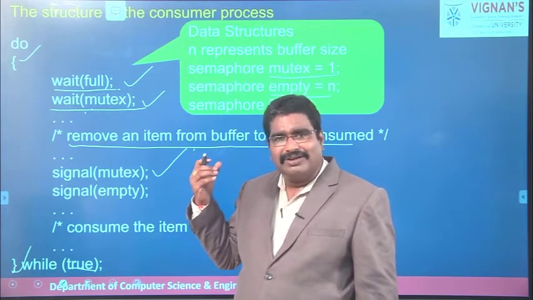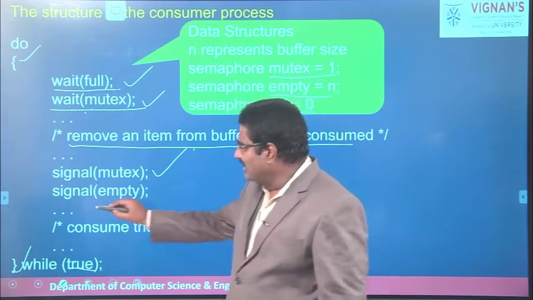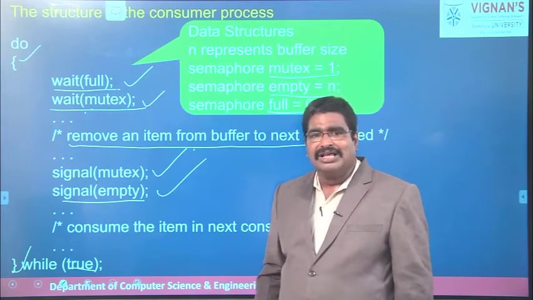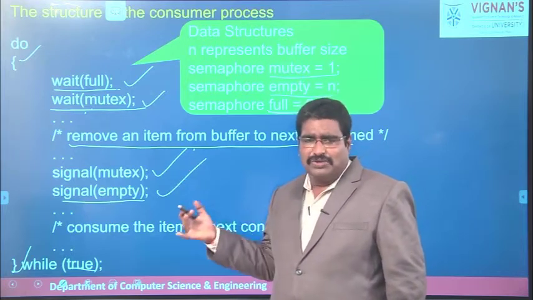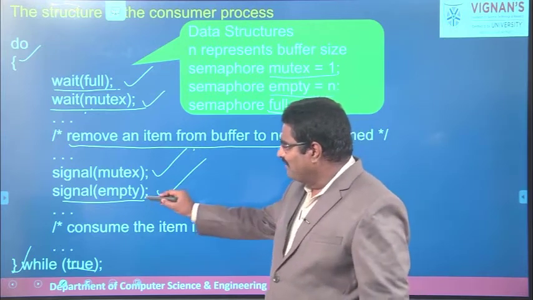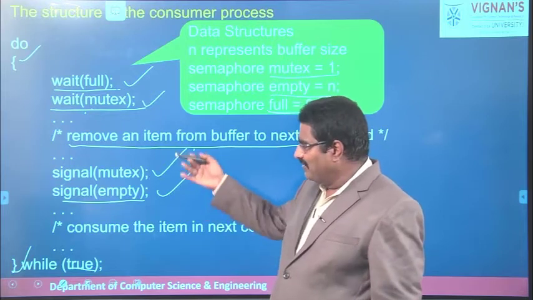So, the consumer has already taken one item from the buffer. Once the item is taken, automatically free space is generated. For that reason, here we are using the signal empty. Why do we give the signal empty? The empty value is simply increased by 1, because the consumer process has taken one item from the buffer. For that reason, they give the signal empty, so automatically the empty value is increased by 1.